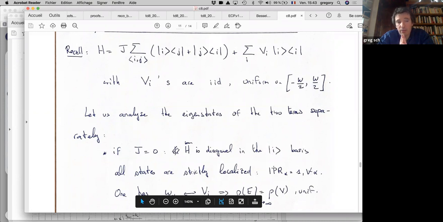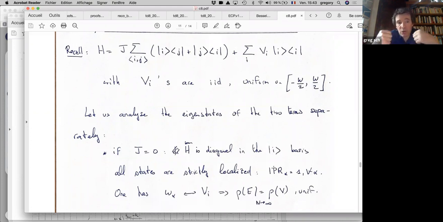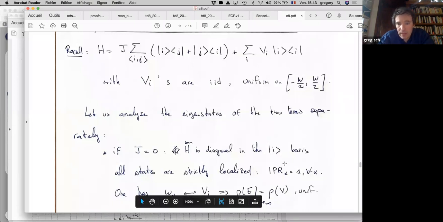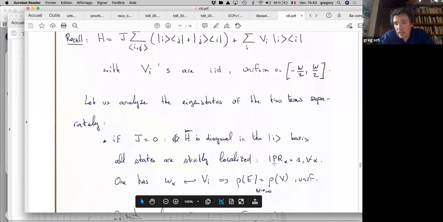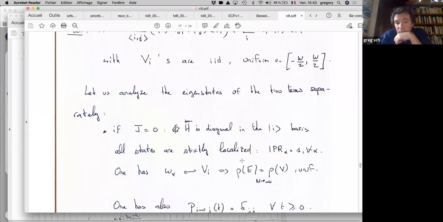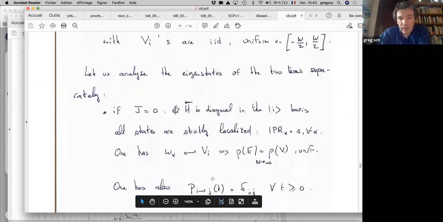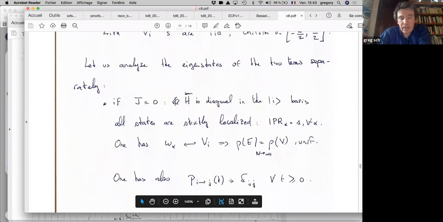Because you remember that typically the inverse participation ratio is 1 over n alpha, where n alpha is the extension of each of the states. Now here it's clear that they live on a single site, so they are very strictly localized. All the eigenvectors do not move. In fact, if you compute this propagator, P of ij, if you start at I, then you don't move from I forever. And this is simply delta ij for all t.